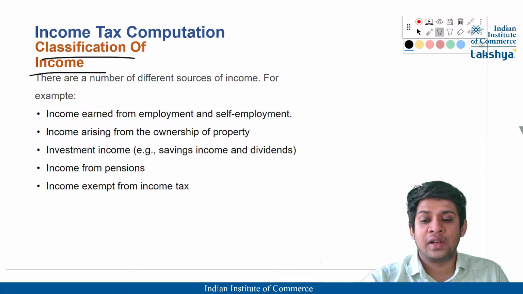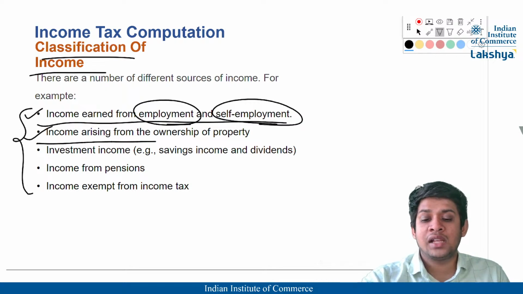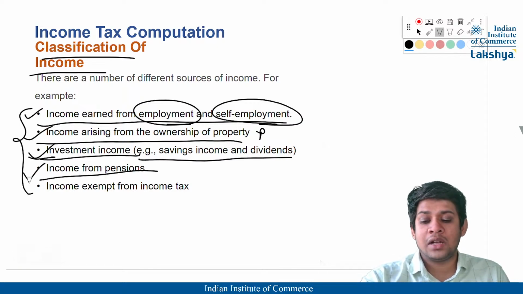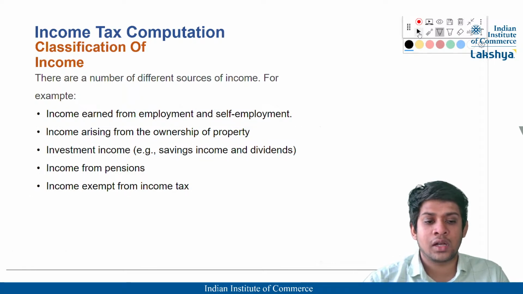So, classification of income. As I told you, these incomes are income earned from employment and self-employment, that is from trading and from employment. Income arising from ownership of property, that is property income. Investment income that you have from savings and dividends. Income from pensions, and income exempt from tax. All these are the classifications of income.